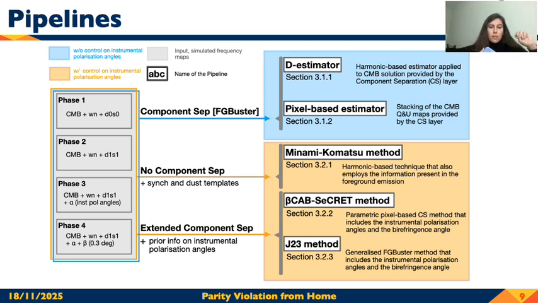Another way of splitting the pipelines could be regarding the type of inputs that they need. So for example, for the first two pipelines, we need a clean CMB solution. In this analysis, we've used a solution coming from FGBuster, a parametric component separation model that didn't take into account that the maps might be subject to non-zero polarization angles. For the Minami-Komatsu method, we don't need any component separation step, but we need some templates for both the synchrotron and the thermal dust emissions to estimate the EB contribution coming from foregrounds. Then for the CAP-SIGRET and J23 methods, we perform a component separation step where we include in our model the possibility that each channel might be rotated by an alpha angle, and the idea is that we include priors to actually break the degeneracy between alpha and an absolute rotation beta in this case.